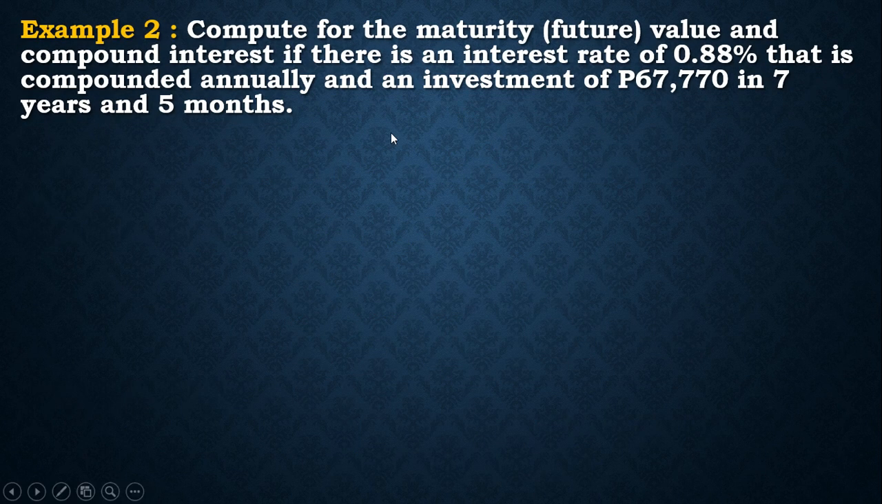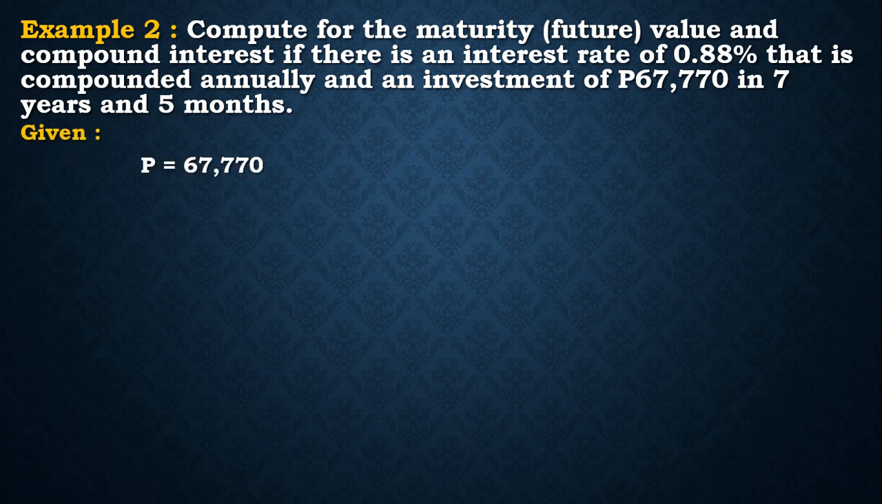Next example, compute for the maturity future value and compound interest if there is an interest rate of 0.88% that is compounded annually and an investment of 67,770 in 7 years and 5 months. So again, if you will be investing 67,770 with an interest rate of 0.88% in 7 years and 5 months, so we have to compute for the maturity future value and compound interest.